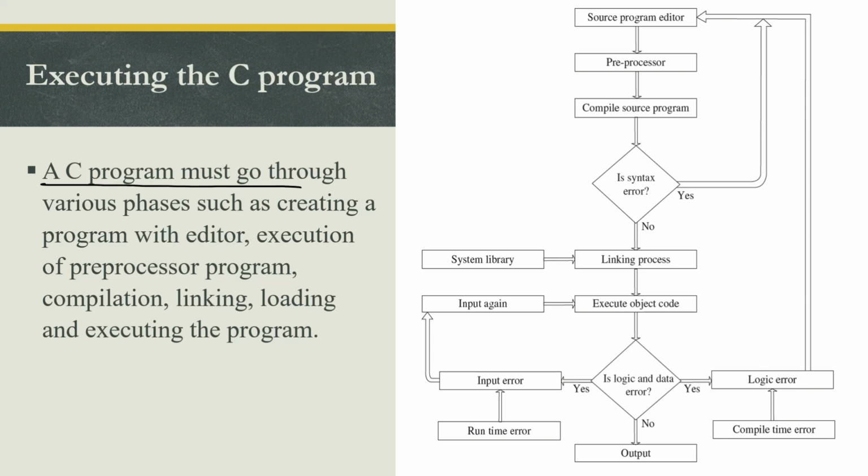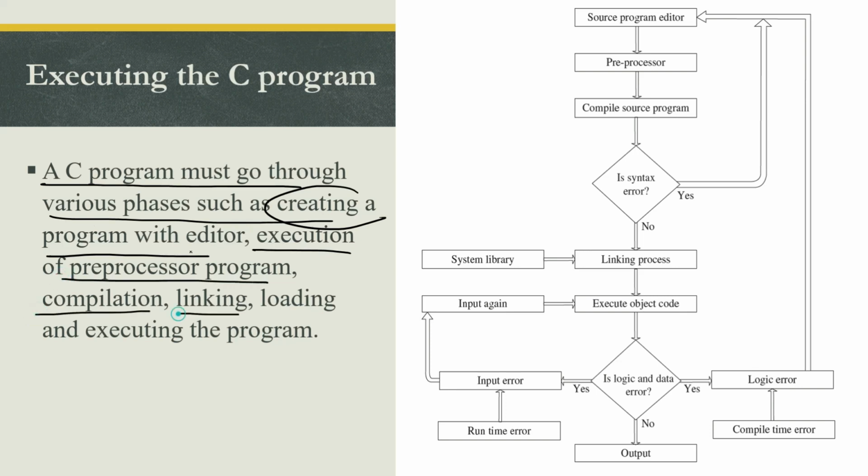Do not worry, I will explain this. Okay, a C program must go through various phases such as creating a program with an editor, execution of the preprocessor program, compilation, linking, and loading and executing the program.